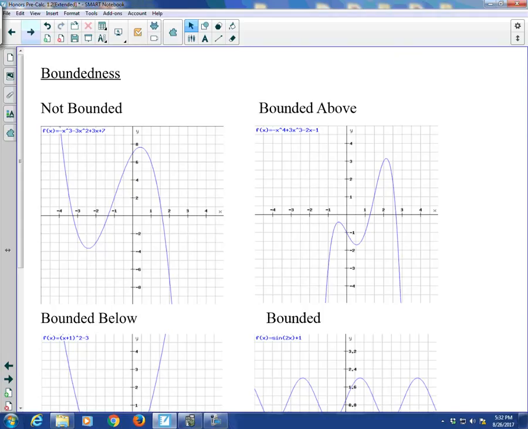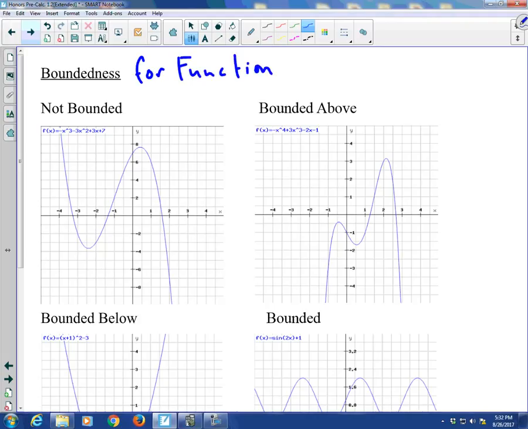Okay, so let's talk about boundedness. Boundedness for functions is really talking about constraints on function values, right? Where basically we're saying function values are not going to do something. If we say that a function is not bounded, though, we're saying there are no constraints. And what that basically means is function values can go up to positive infinity and down to negative infinity.